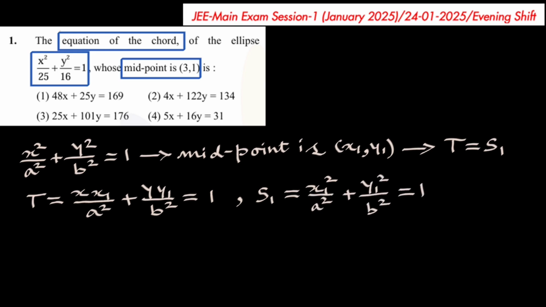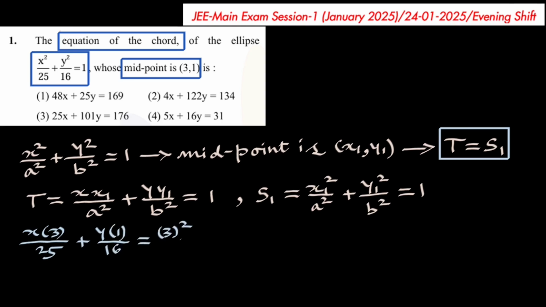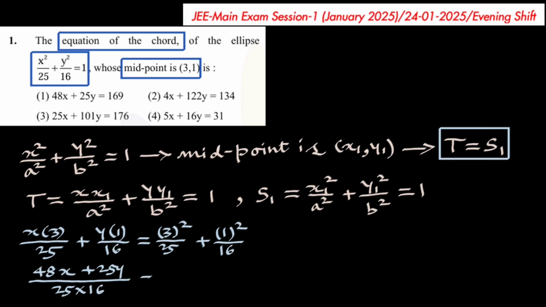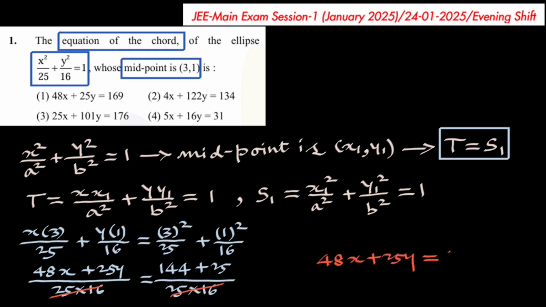So using T equals S1, we write x into 3 upon 25 plus y into 1 upon 16 equals 3 square upon 25 plus 1 square upon 16. This becomes (48x plus 25y) upon 25 into 16 equals (144 plus 25) upon 25 into 16. This gives 48x plus 25y equals 169. Hence, the answer is option 1.